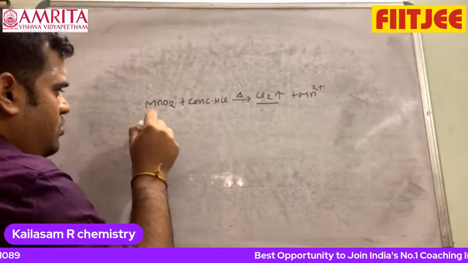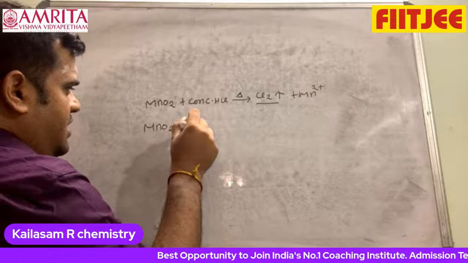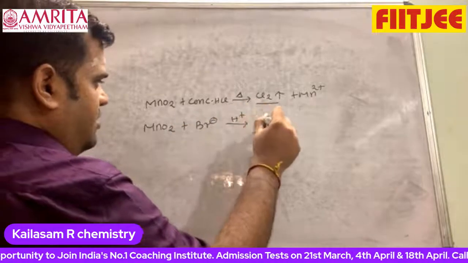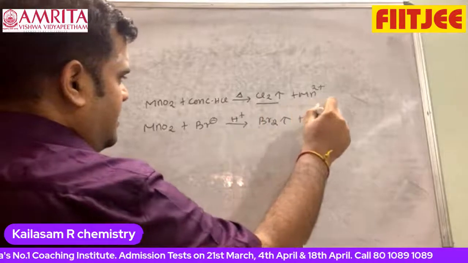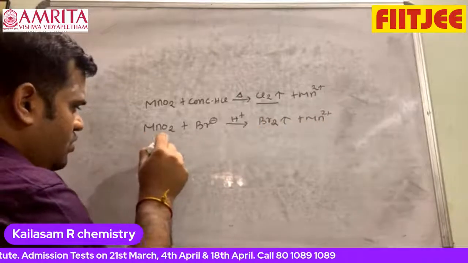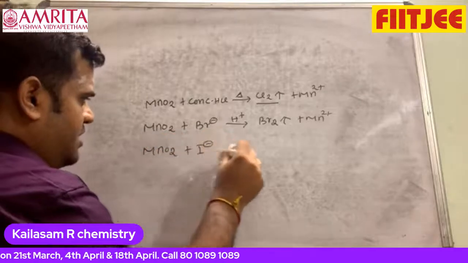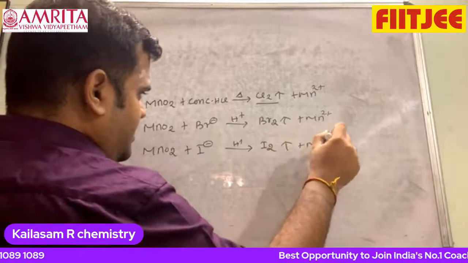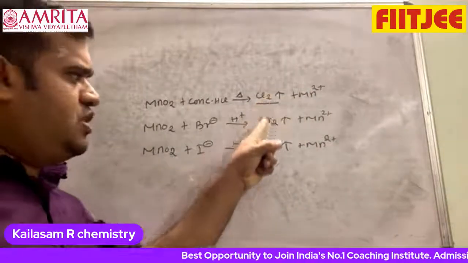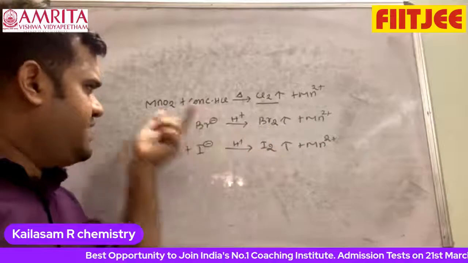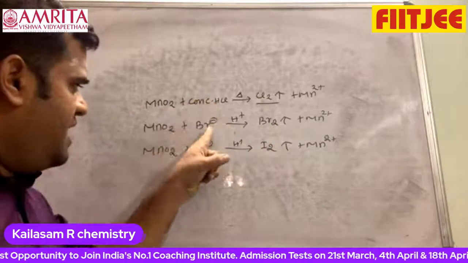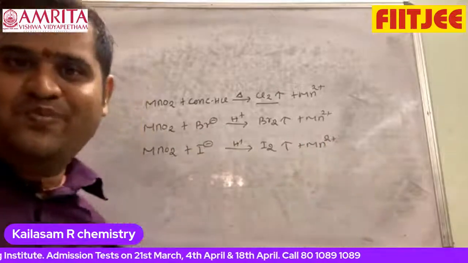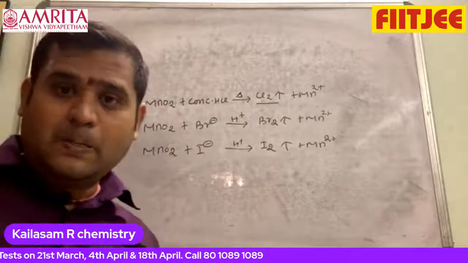Now come to MnO2 plus Br minus in acidic medium. Br2 is brown, plus Mn2+. Now MnO2 oxidizing in the presence of I minus and H plus gives I2 plus Mn2+. That's all. Cl2 is greenish yellow, Br2 is brown, and I2. The oxidizing agent is the same. Only HCl, Br minus, I minus in acidic medium, because Br minus and I minus are very good reducing agents. But here heating is a must, over.